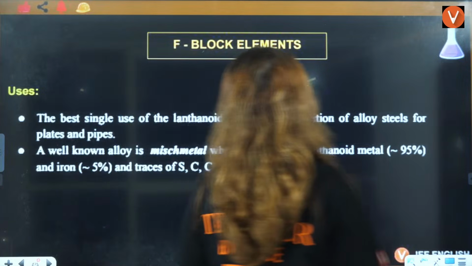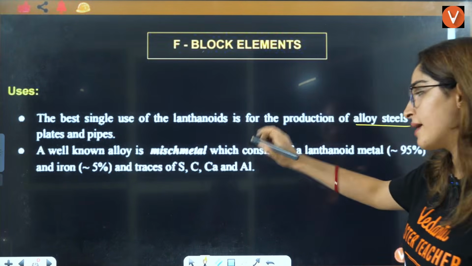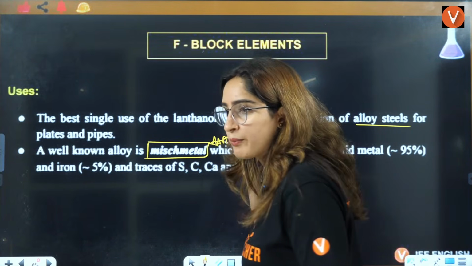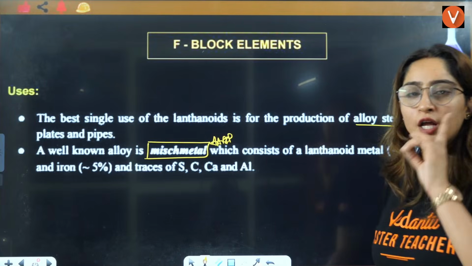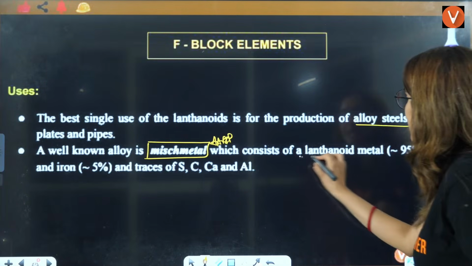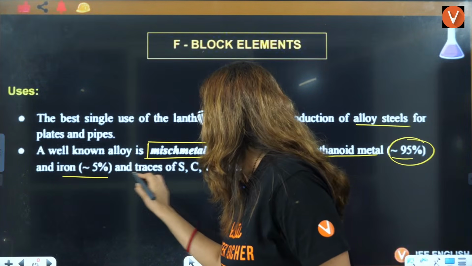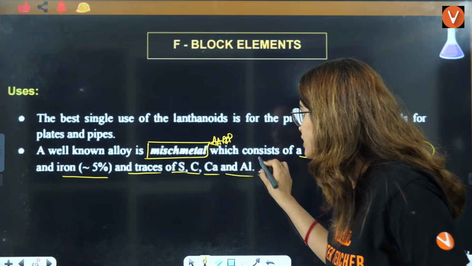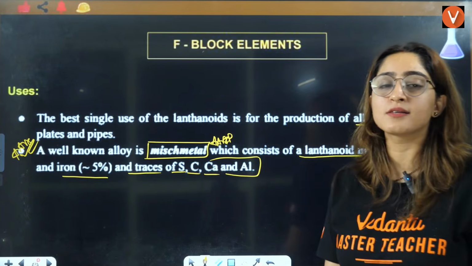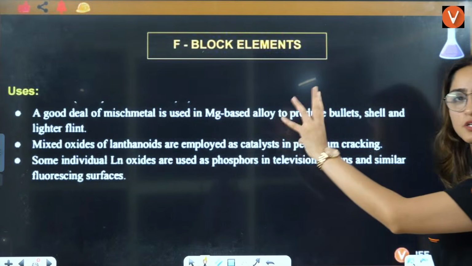Uses of lanthanoids: production of alloys, steels for plates and pipes. A well-known alloy is, now this is important, this is important, guys, from your NCERT. A well-known alloy is mish metal, which consists of lanthanoid metal 95%, iron 5%, and traces of sulfur, carbon, calcium, aluminium. This point is important for you, right? This is mentioned in the last page of your NCERT, so all these are uses in your NCERT.